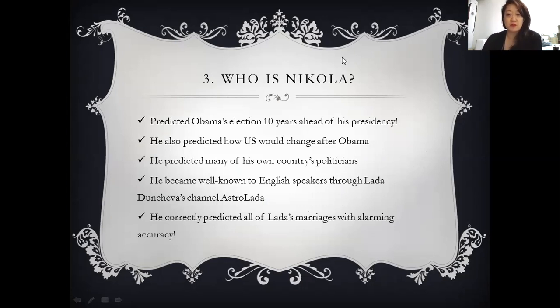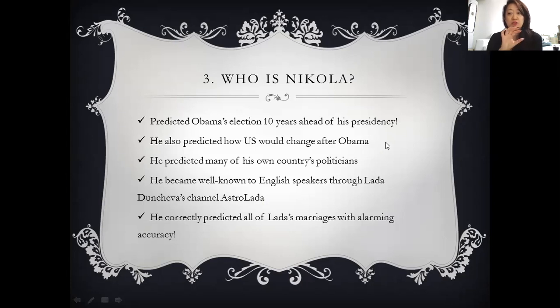For those of you who are new to Nikola, the astrologer, Nikola is this guy who predicted Obama's election, that America would have their first African-American president like 10 years before it happened, right? Before even Obama was known to the public. He predicted that there would be an African-American president, first time in the history of the USA. And he also predicted what would happen to the US after Obama's reign as president, okay? And he was very accurate in those predictions.